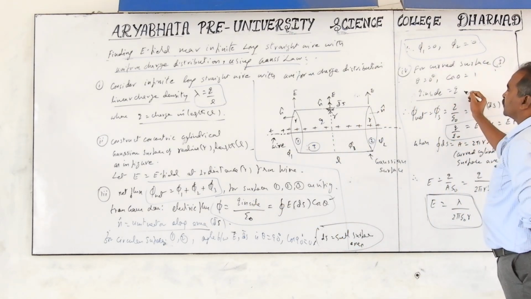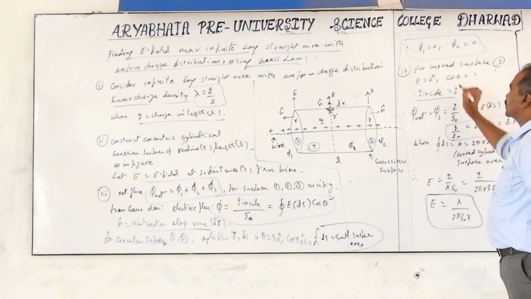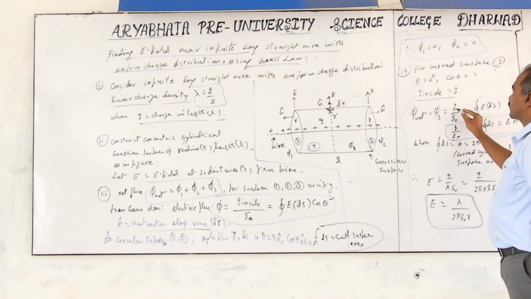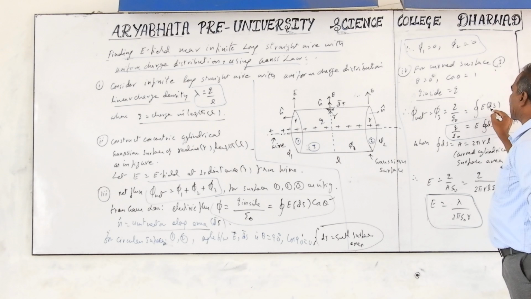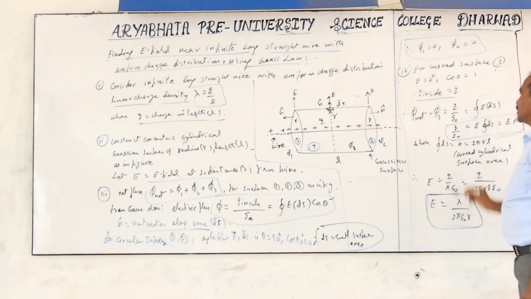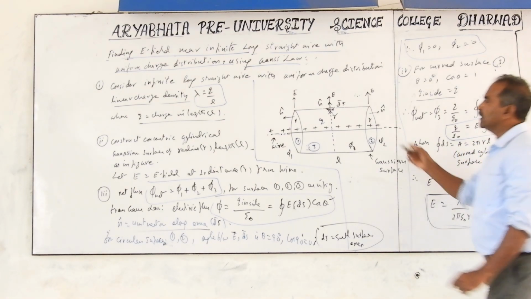Then q inside is q, and the net flux becomes only phi 3, because phi 1 and phi 2 are 0. From the basic formula we get q by epsilon naught equal to the closed integral of E ds cos 0, and cos 0 is 1. So q by epsilon naught equals E, which is a constant value, times the integration of ds over the closed surface. The closed integral of ds is A, which is nothing but the surface area.